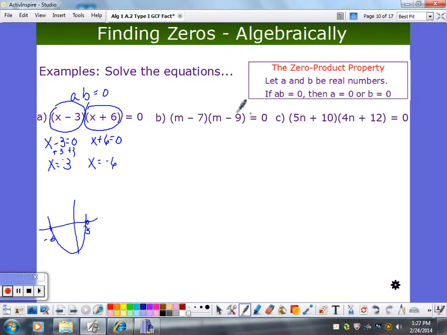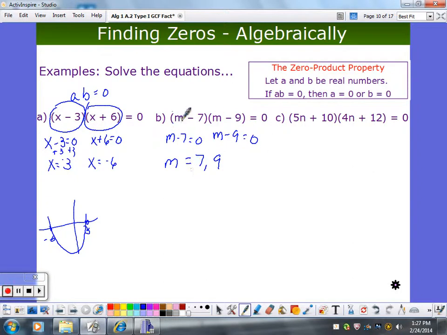What is going to be the solution to this equation? Well, either the m minus 7 is 0 or the m minus 9 is 0. So what's m? 7. Or what else could it be? 9. It could be either one of those. There are two solutions to the equation.